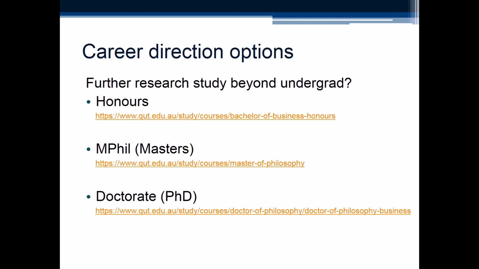Both honours and MPhil can be done at the end of an undergraduate degree. A PhD or a doctoral degree, however, can only be done after honours and after an MPhil degree. So this is a 3-year research degree where you get a doctorate at the end of it.